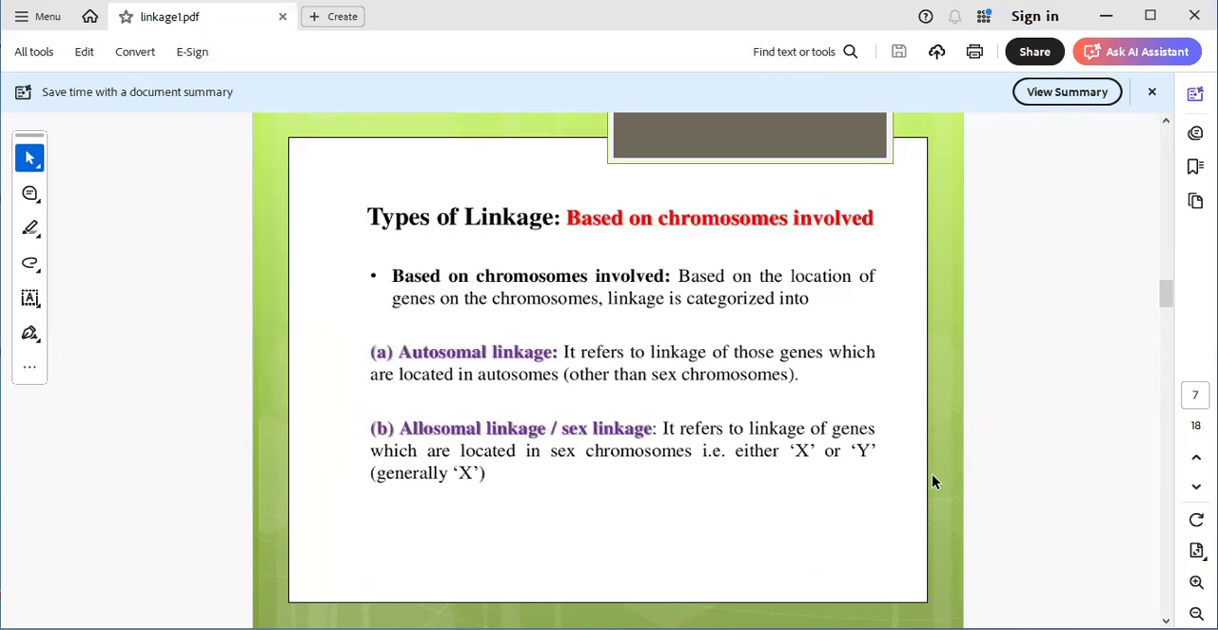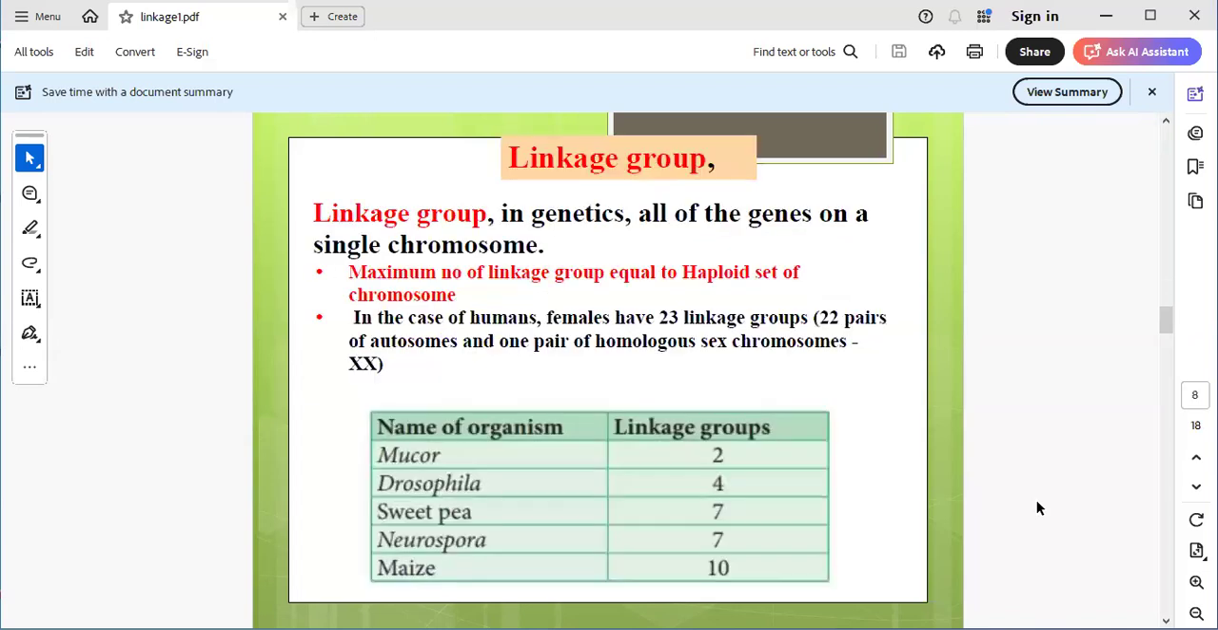Types of linkage based on the chromosome. What kind of chromosomes are involved in the linkage? Whether it is autosomes or allosomes. If the allosomes are involved, that is nothing but X and Y chromosomes. Autosomes are nothing but somatic chromosomes. శారీరక క్రోమోజోములు ఇన్వాల్వ్ అయినాయా లింకేజ్ లో, లేకపోతే సెక్స్ క్రోమోజోమ్స్ లో లింకేజ్ ఇన్వాల్వ్ అయిందా అన్న దాన్ని బట్టి మనకు ఈ రెండు రకాల లింకేజ్ చెప్పబడతాయి. ఆటోజోమల్ లింకేజ్, అల్లోజోమల్ లింకేజ్. దీంట్లో పెద్దగా మనం చెప్పుకునేది ఏమి ఉండదు.